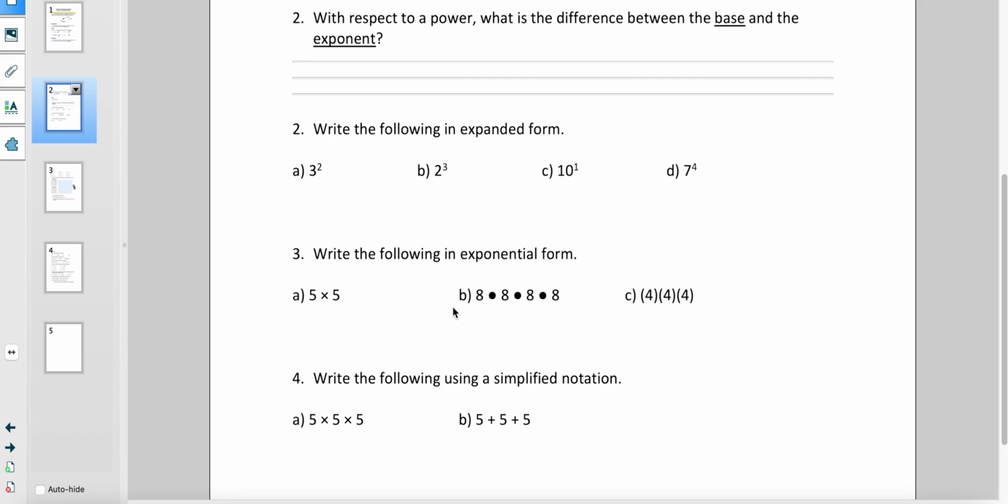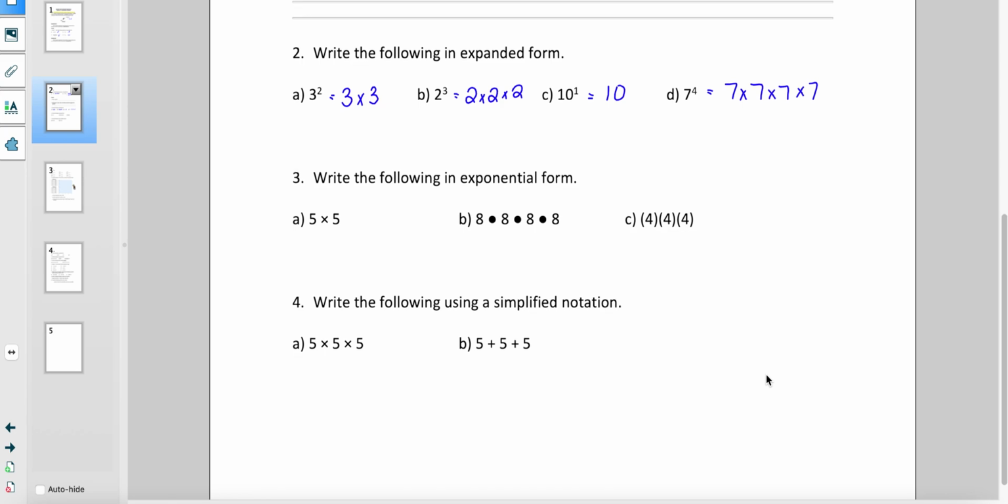All right, so hopefully you've had a chance to try these questions on your own, and let's just take them up. So for question A, you have a base of 3, and it's being multiplied by itself twice. So that's 3 times 3. For question B, you have a base of 2, and it's being multiplied by itself 3 times. 1, 2, 3. So 2 times 2 times 2. For expanded form for C, it's just 10. It's a repeated multiplication of the base 10 times itself once, so just 10. For D, you have a base of 7, and you're going to multiply it by itself 4 times. 7 times 7 times 7 times 7.